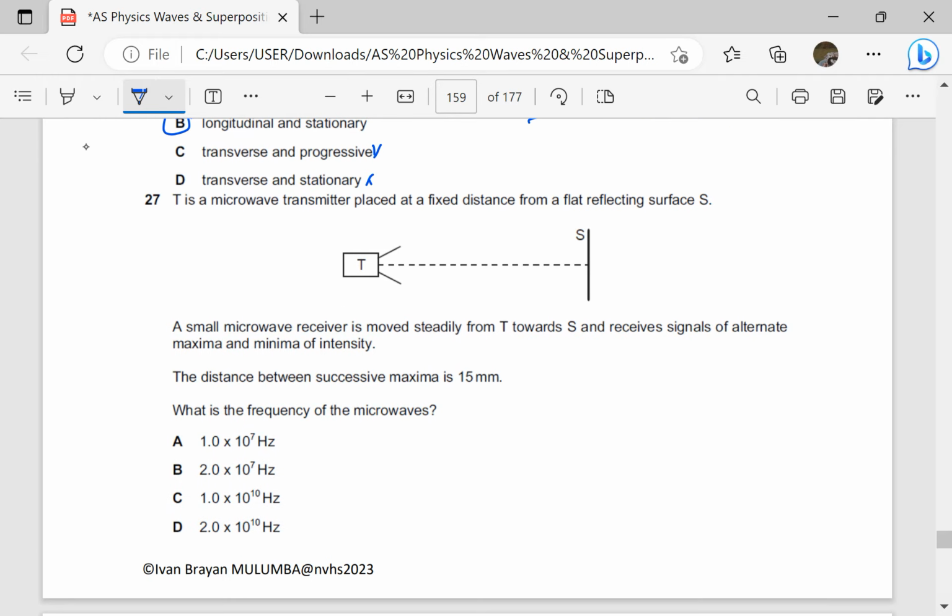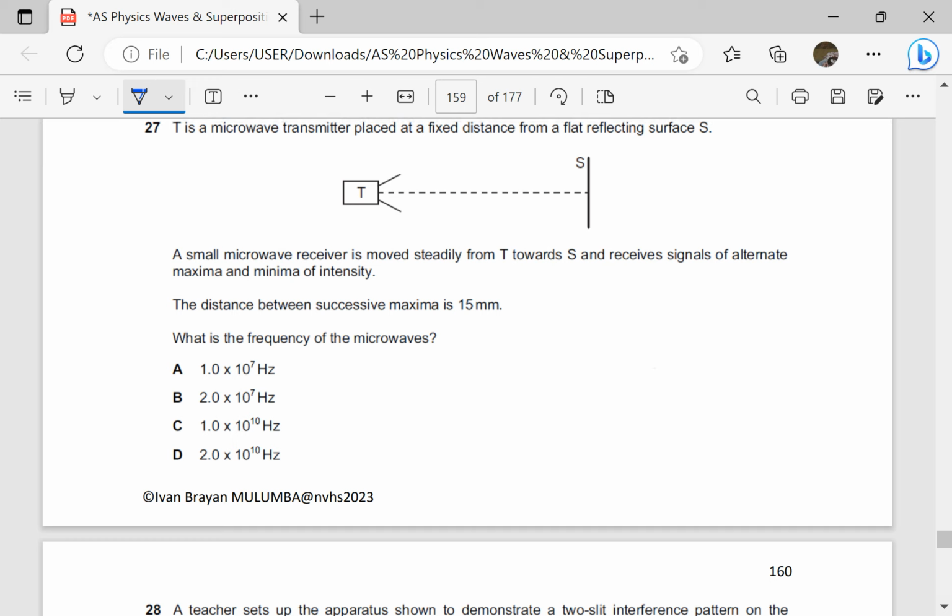T is a microwave transmitter placed at a fixed distance from a flat reflecting surface. A small microwave receiver is moved steadily from T towards S and receives signals of alternating maxima and minima of intensity. The distance between successive maxima is 15 millimeters.